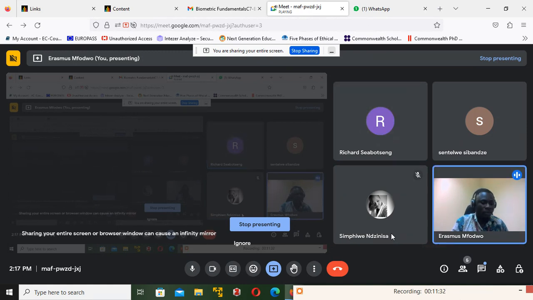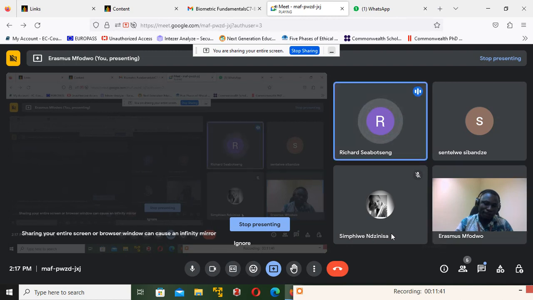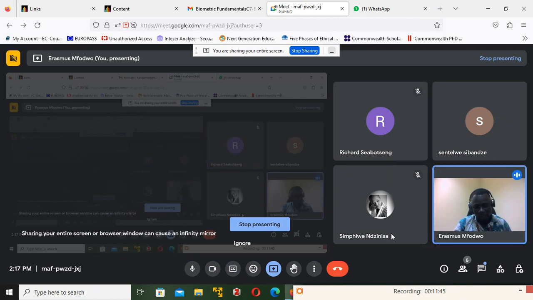Yeah. So, what are examples of some of the fingerprint biometrics? Examples of biometrics. I know where you can use a card. Okay. Yeah, you can use.